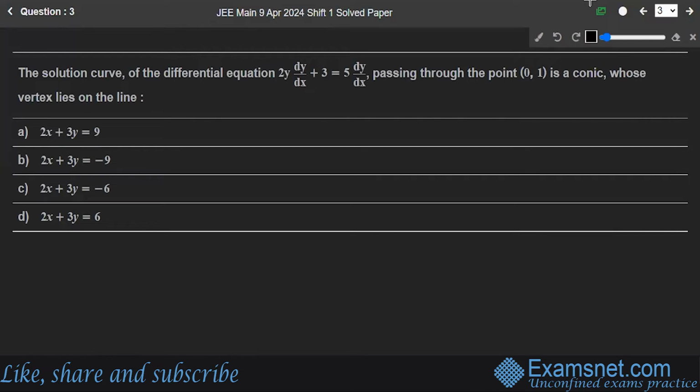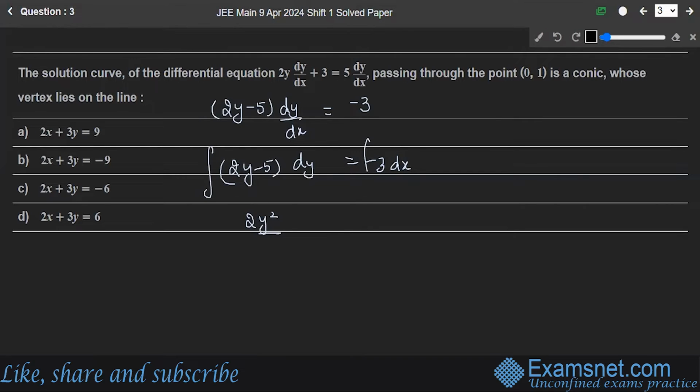Question number 3. The solution curve of this differential equation passes through the point (0, 1) and is a conic whose vertex lies on which of these lines? So here is the equation. Let's rewrite it. This is (2y minus 5) into dy by dx is equal to minus 3. First of all, (2y minus 5) dy is equal to minus 3 into dx. Now I'm putting the integral on both sides. This will be 2y squared upon 2 minus 5y is equal to minus 3x plus a constant, say lambda.